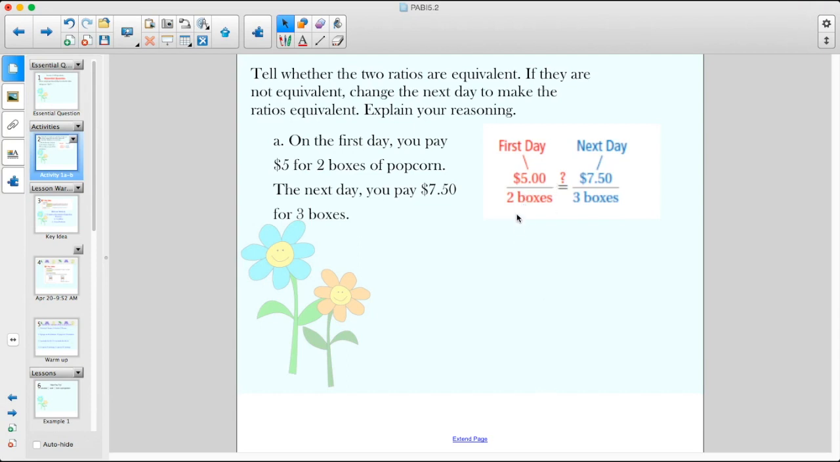Okay, because of that, these would create a proportion. 5 over 2 and 7.5 over 3 are proportional. They are the same. So this would be a fair situation.